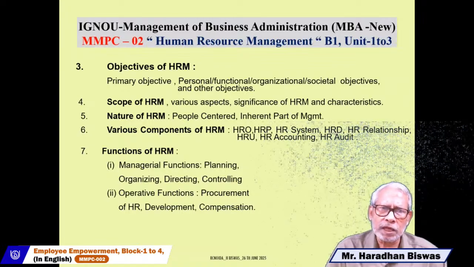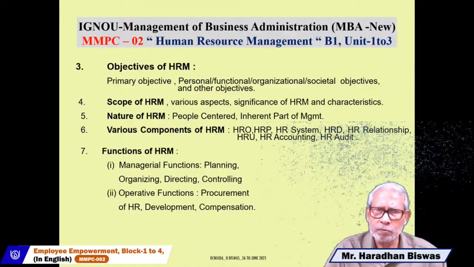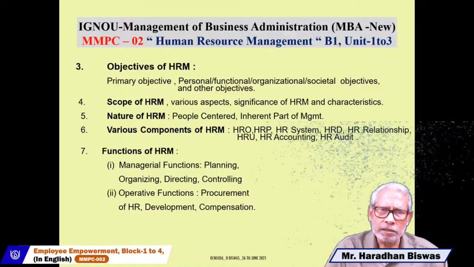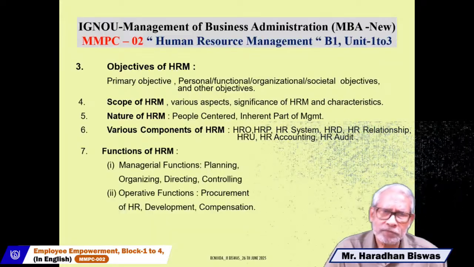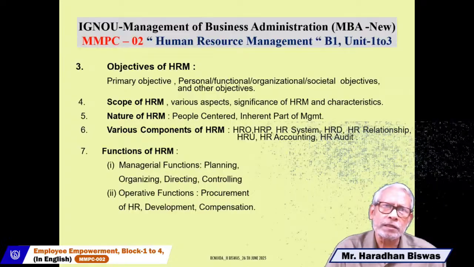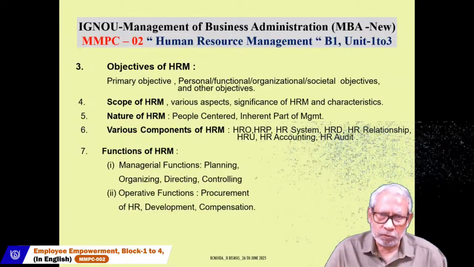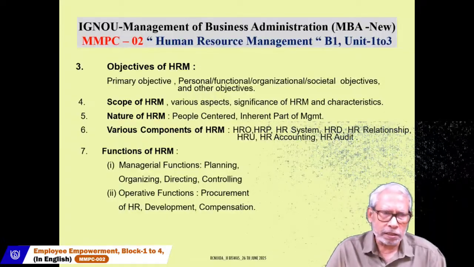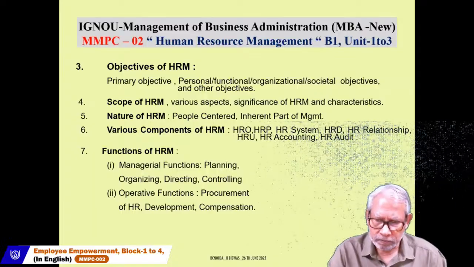Functions: the managerial functions are part of planning, organizing, directing and controlling. Operative functions are basically procurement, the recruitment process, then development, and the compensation and reward systems. All these parts are your operative functions.